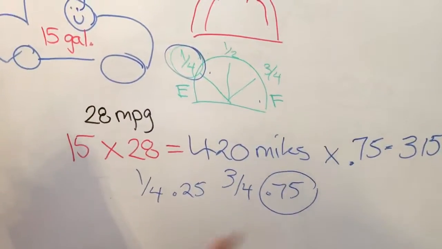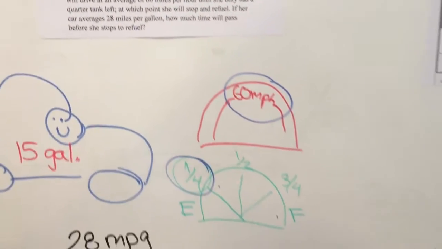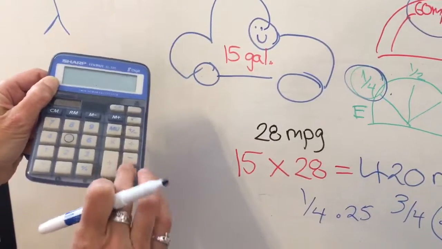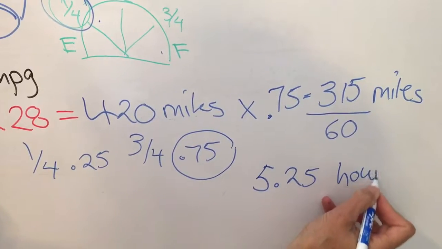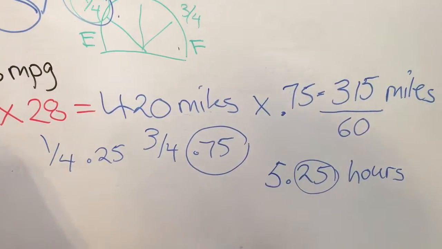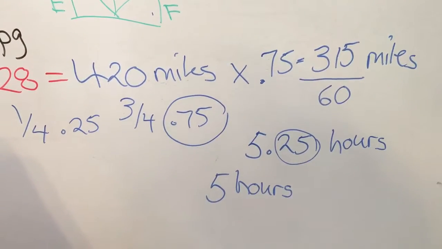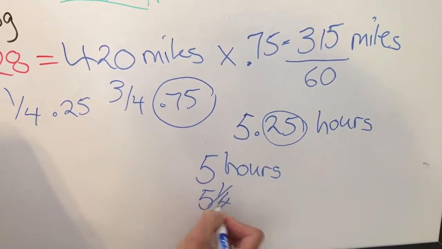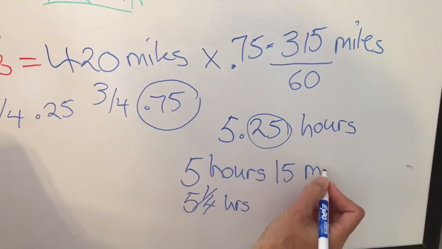But the question didn't ask about how far she went, it asked about time. So at 60 miles per hour, we can divide 315 by 60, and we get 5.25 hours. But wait, 0.25 is not an acceptable answer when we're talking about time. We certainly can use our 5 hours, but 0.25 represents a quarter of an hour. So our answer either needs to be 5 1/4 hours, or if we convert that to minutes, it would be 5 hours and 15 minutes.